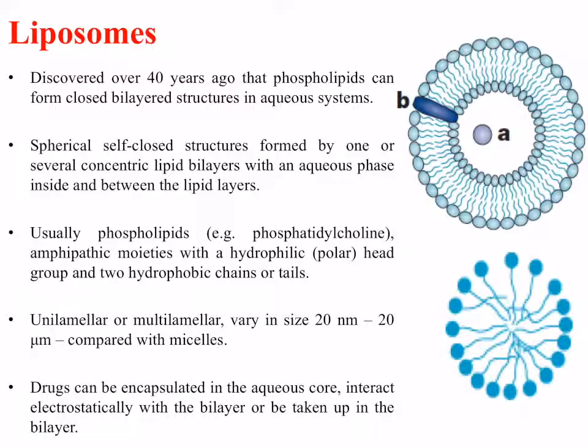They can be unilamellar or multilamellar and can vary in size from 20 nanometers to 20 micrometers, which is quite different from micelles. The drugs can be encapsulated in the aqueous core, as is shown by the letter A in the diagram on the top right, or they can be made to interact electrostatically with the bilayer or to be taken up within the bilayer, as is shown in the diagram on the top right by letter B.